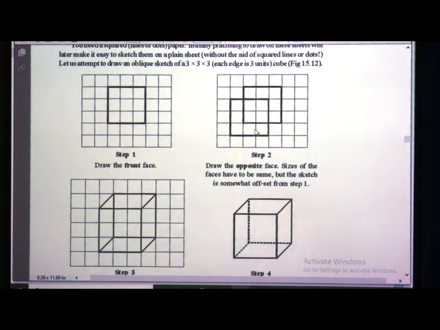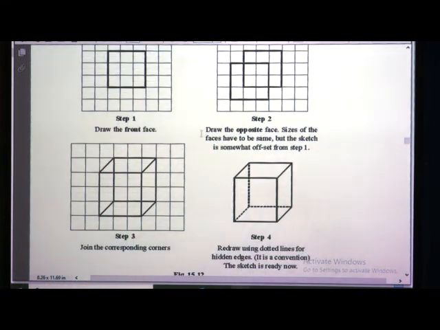Now, draw the opposite face of the cube. It has to be the same size, but the sketch is somewhat offset from step 1. So, this is step 1. Again we will draw the opposite side, which will be very similar. So, again we have to go for 3 multiplied by 3, or 3 into 3.